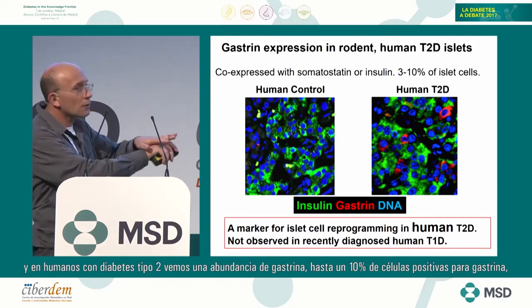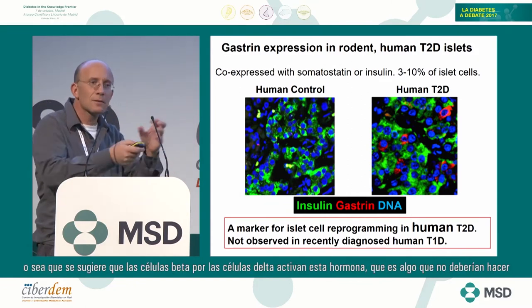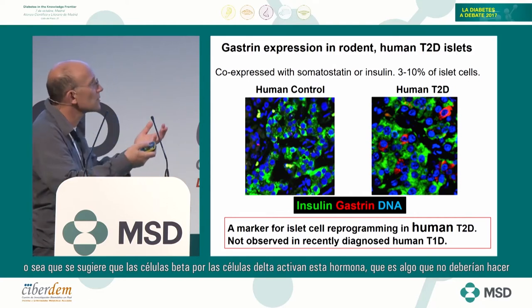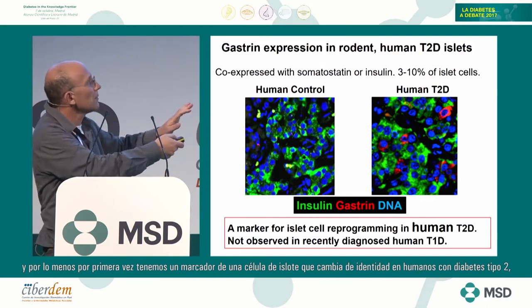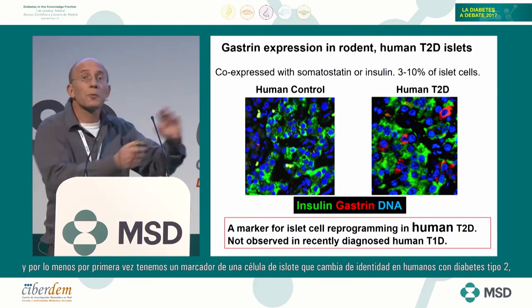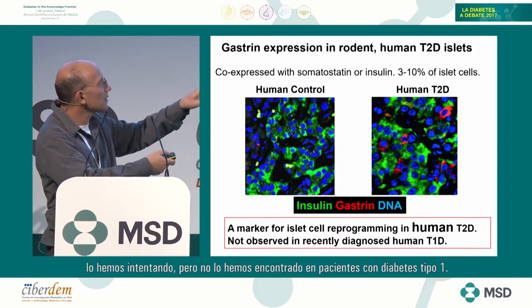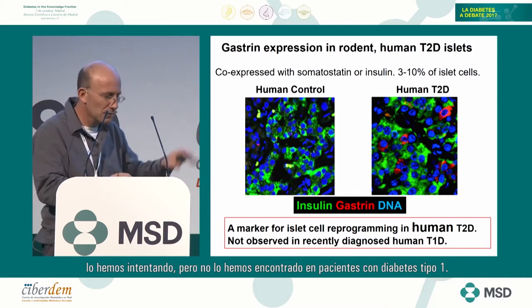And this often co-localizes with either insulin or somatostatin, suggesting that either beta cells or delta cells turn on this hormone that they shouldn't. And as a minimum at this stage, we can say we now have, for the first time, a marker of islet cell reprogramming, altered identity, in human type 2 diabetes. We tried hard, but could not find that in type 1 autoimmune diabetes. It's really a matter of type 2 diabetes.